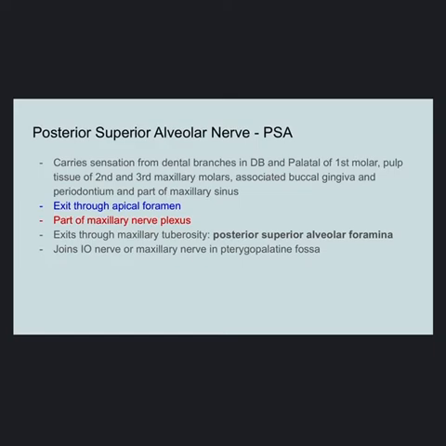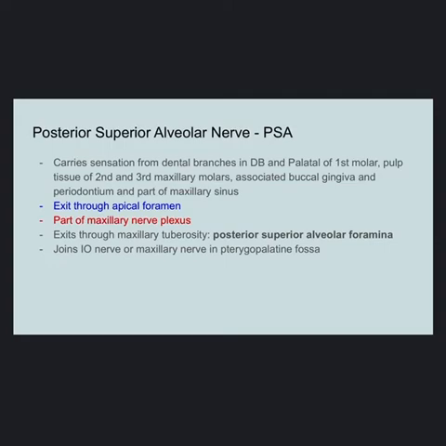Now, the PSA. Remember, this is not a part of the IO branch. PSA is by himself. PSA carries sensation from the dental branches in the DB and palatal of the first molar, pulp tissue of the second and third maxillary molars, and it's associated with the buccal gingiva and periodontium and part of the maxillary sinus. The PSA exits through the apical foramen as well. It is part of the maxillary nerve plexus. This one exits through the maxillary tuberosity, the posterior superior alveolar foramina, and it joins the IO nerve or maxillary nerve in the pterygopalatine fossa.